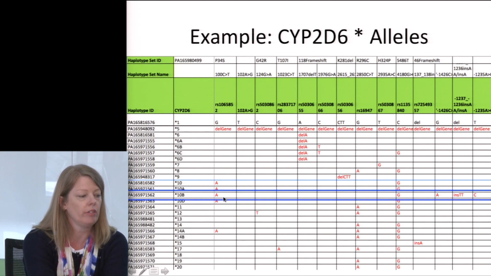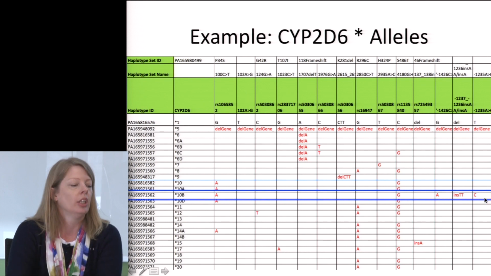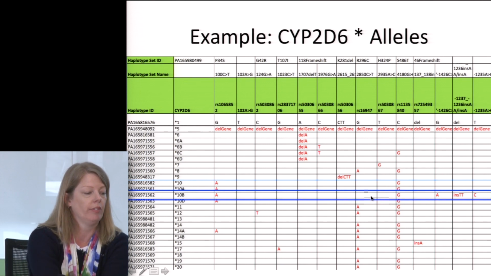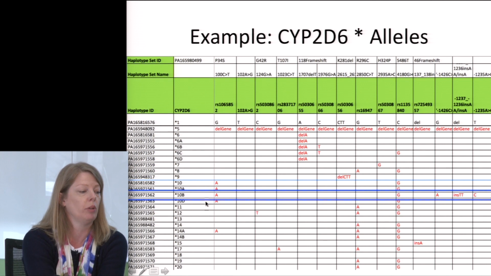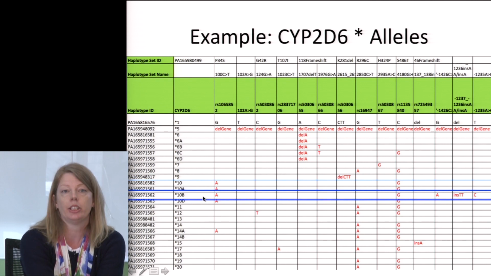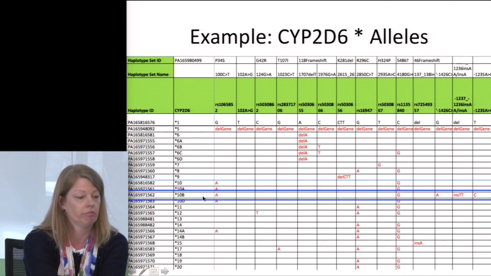Here I'm highlighting star 10b, so CYP2D6 star 10b. You can see there's several variants across the gene. There's an A change here, a G here, an A here. There's an insertion. So the combination of all these variants together found on CYP2D6 is what would trigger a designation as a star 10b allele.